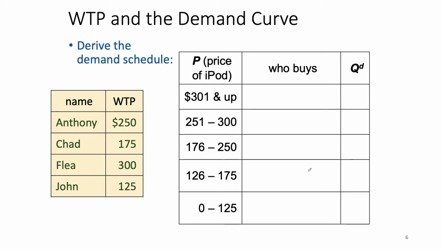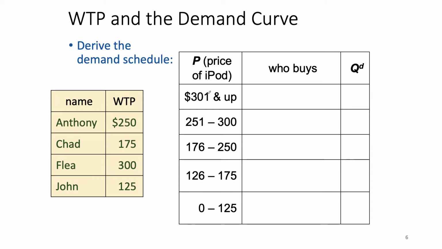So from the willingness to pay, we can basically derive the entire demand curve. At different price points or in different price ranges, we can figure out who will buy, and how much quantity demanded there is in the market. And how do we do this?